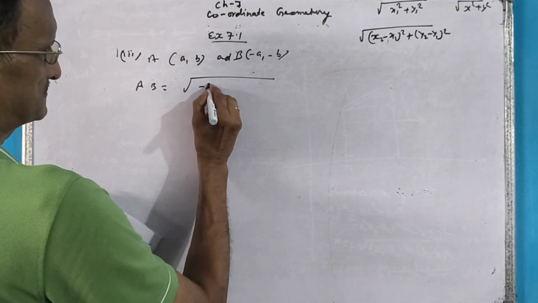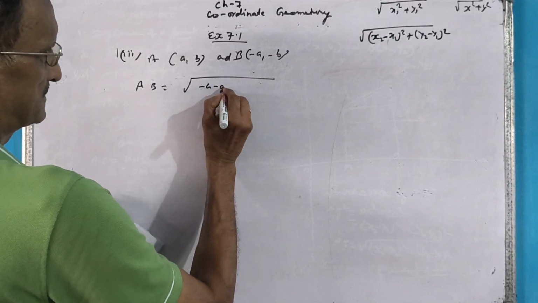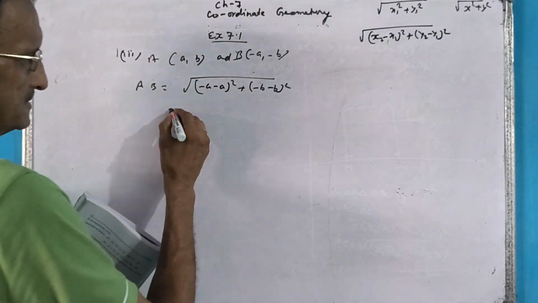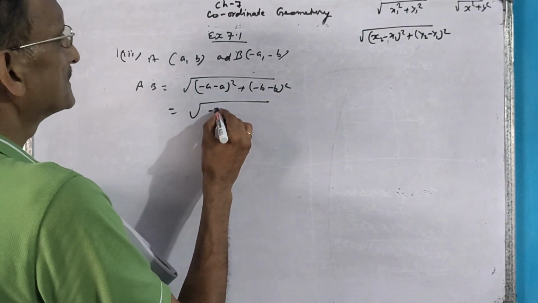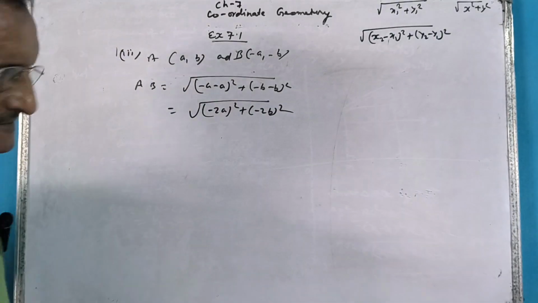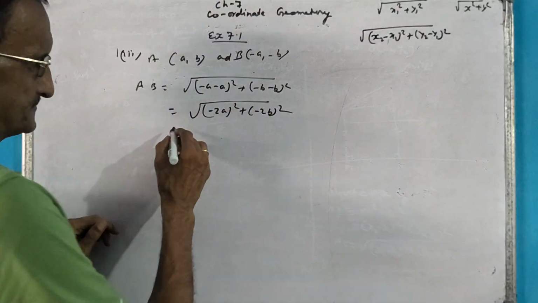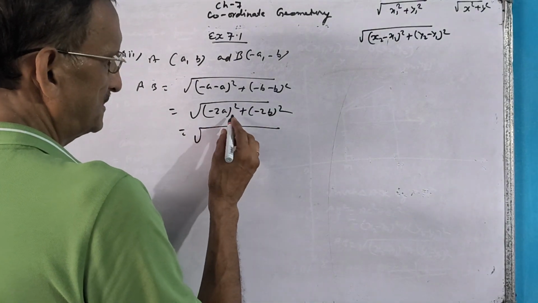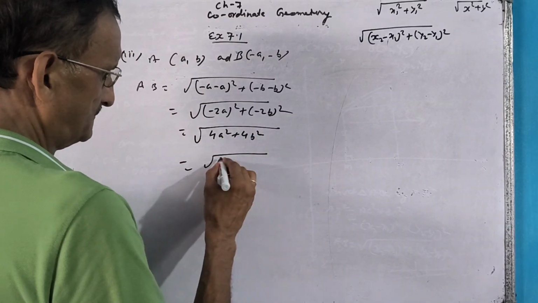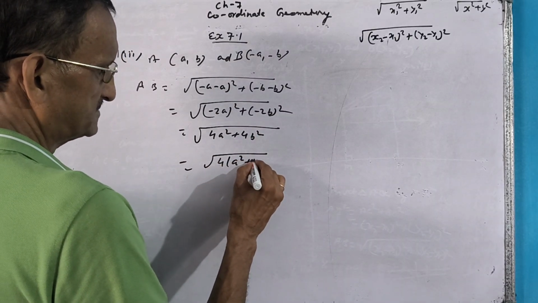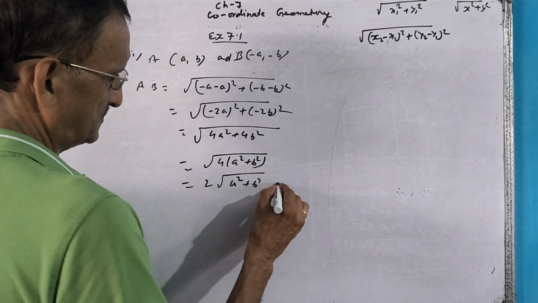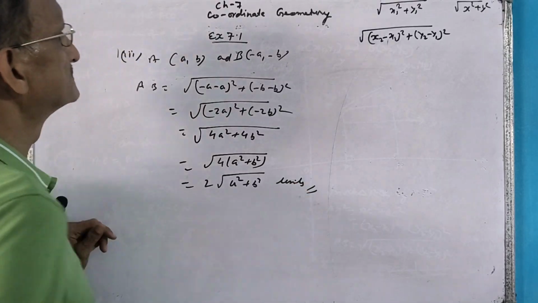x2 minus x1, minus A minus A whole square, plus minus B minus B whole square. Minus twice A whole square, and here minus twice B whole square. So how much will you get? Minus square is plus, 4A square plus 4B square. Can you take 4 common? 4 times A square plus B square, and the square root of 4 is 2, so 2 under root A square plus B square. This is the answer.